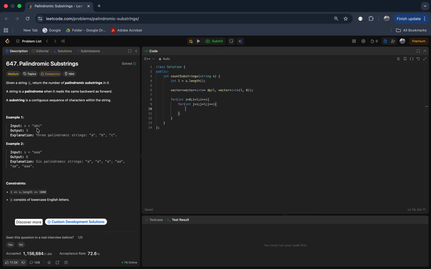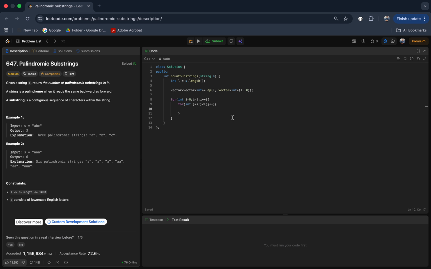And at this point, using the gap method, can we do it in this way? As we are using gap method, also in tabulation we require some initial condition, and the initial condition we know is that a single character, only index i, like only index 0, only index 1, only index 2, will be a palindrome, like a, b, c, these all are palindromes. So this we can consider as initial conditions.